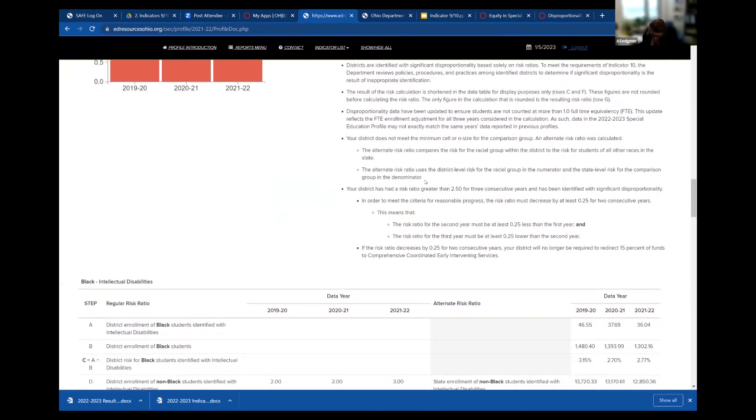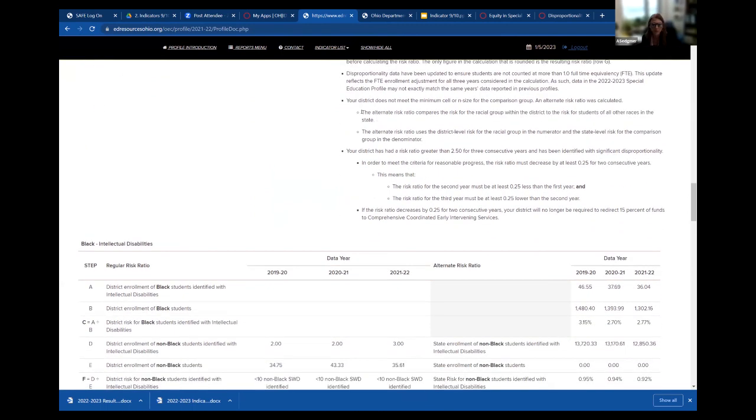So it goes on to talk more about the calculation. I'm going to jump down here to this bullet. Your district does not meet the minimum cell or N size for the comparison group. So then we look at this other calculation, the alternate risk ratio calculation, which oftentimes in our rural districts, that's kind of that number then we begin to look at.